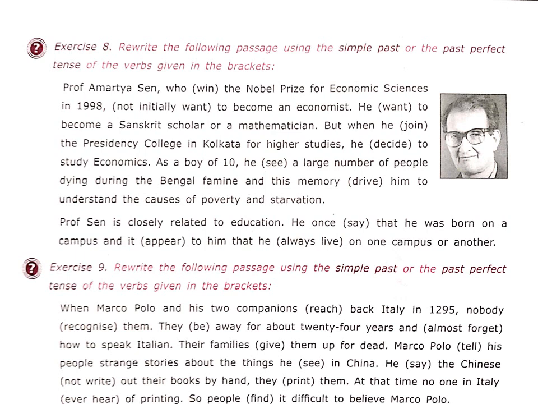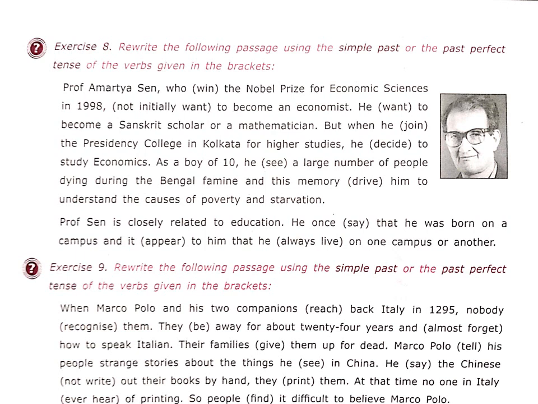Professor Amartya Sen, who dash the Nobel Prize for Economic Sciences in 1998. So when is there? So what will we have there? We will have one, because past time is given in 1998. Who won the Nobel Prize? One means won. It is the second form of win. It is simple past, right? So in simple past we use the second form or past form of the verb.